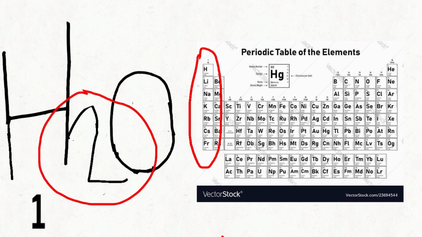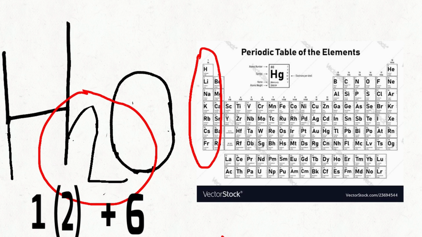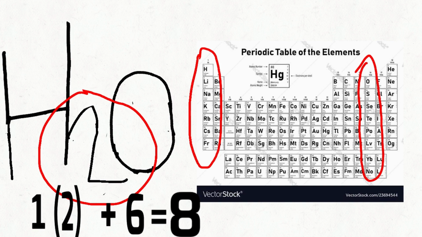But don't forget the subscript of hydrogen. The subscript is 2, meaning we multiply the total valence electrons of hydrogen by 2. Then for oxygen, we will add 6 because it is located in group 6 in the periodic table. Then we will add all of their valence electrons. So H2O has a total of 8 valence electrons.